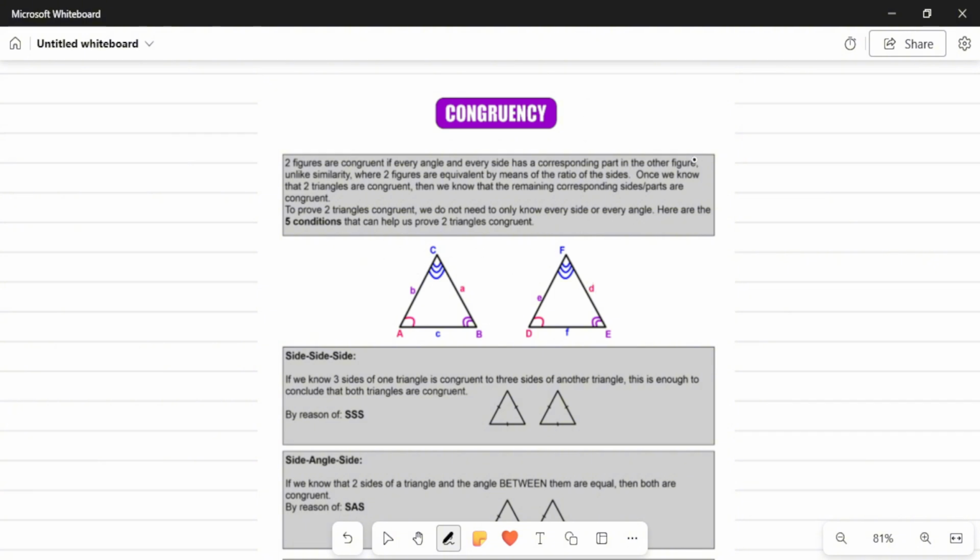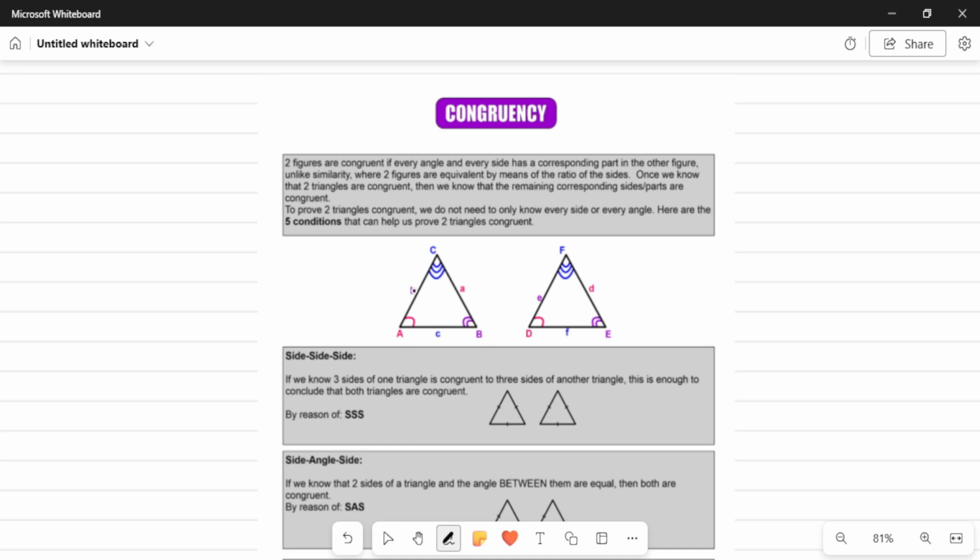Hope you understand that. Once we know that two triangles are congruent, then we know that the remaining corresponding sides or parts are congruent. Right? So once we know that the two triangles are exactly the same, that's what congruency means, they're exactly the same, then all of the other sides and all of the other angles have to be the same. So that's the beauty of proving two triangles to be congruent.